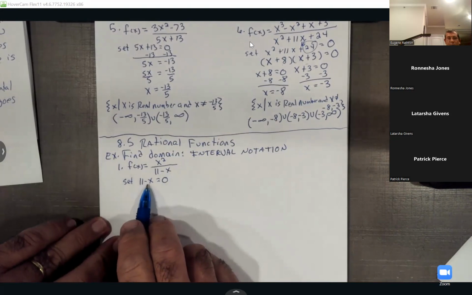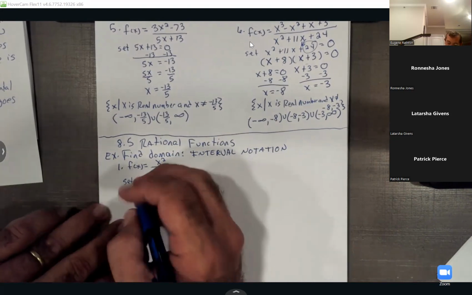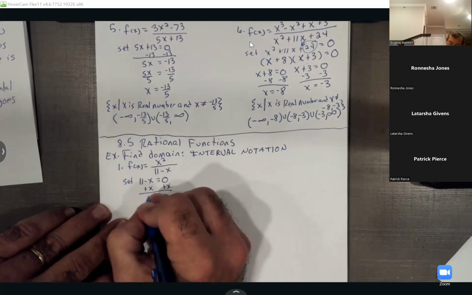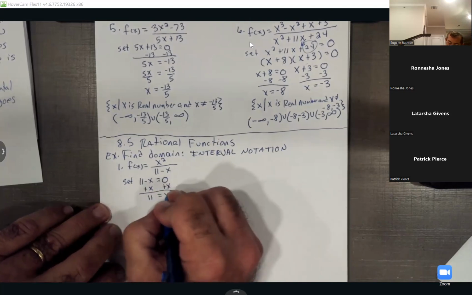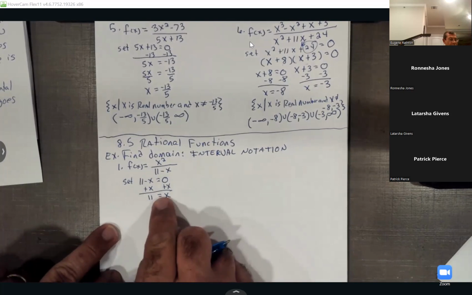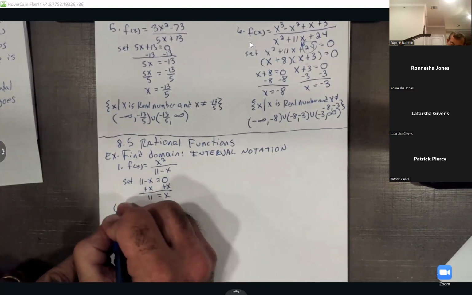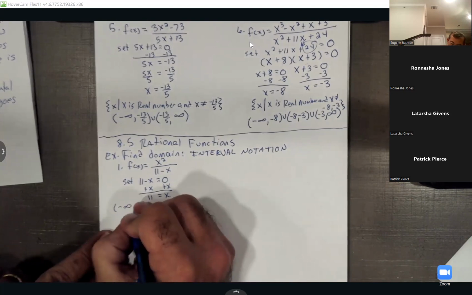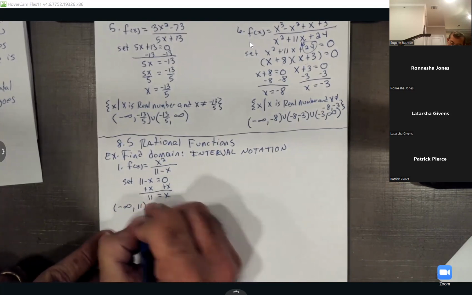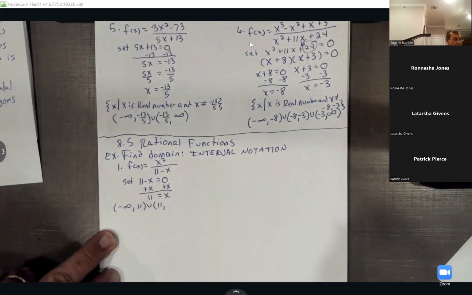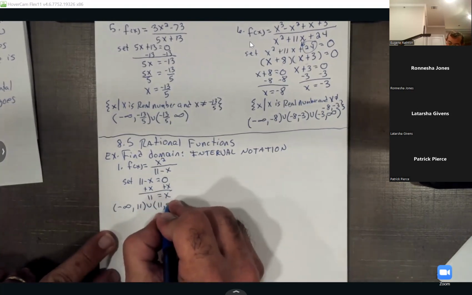All right, I'm gonna solve that for the x. So once again, this one would be easier just to add an x to both sides. And I end up with 11 equals my x. So the only number I'm kicking out in interval notation is 11. So this will go from negative infinity to my 11, union around 11, and head towards positive infinity.